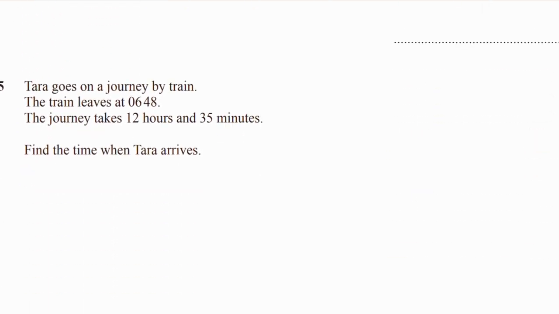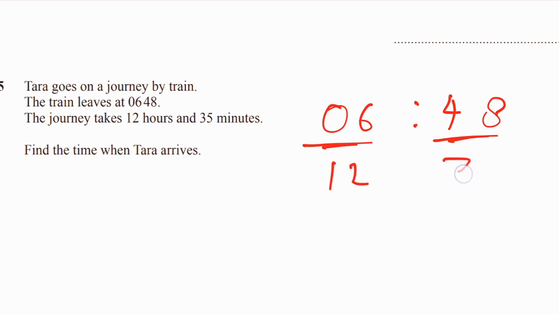Tara goes on a journey by train, and the train leaves at 0648. The journey takes 12 hours and 35 minutes. Find the time when Tara arrives. So 0648 means what? These two numbers represent the hours and these two numbers represent the minutes. So it means she left around 6:48 in the morning. So 12 hours and 35 minutes. So we just add these numbers. So 8 plus 5 is what?